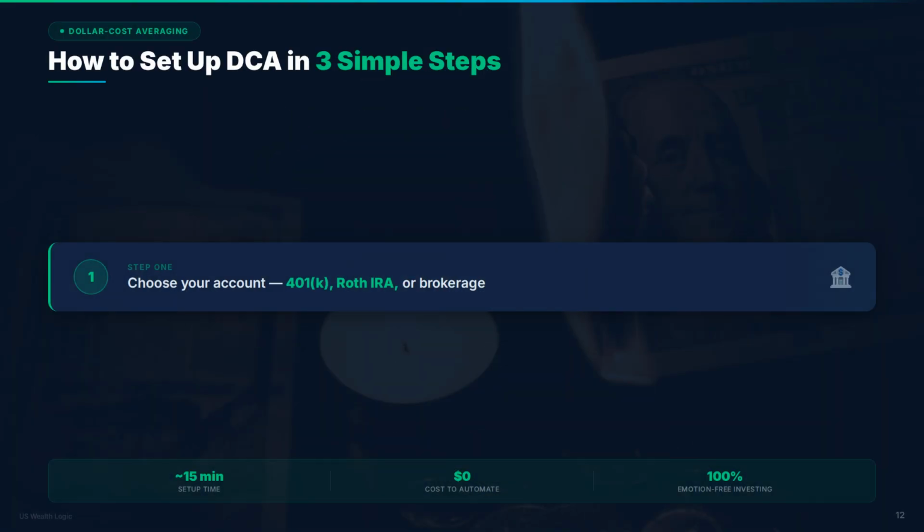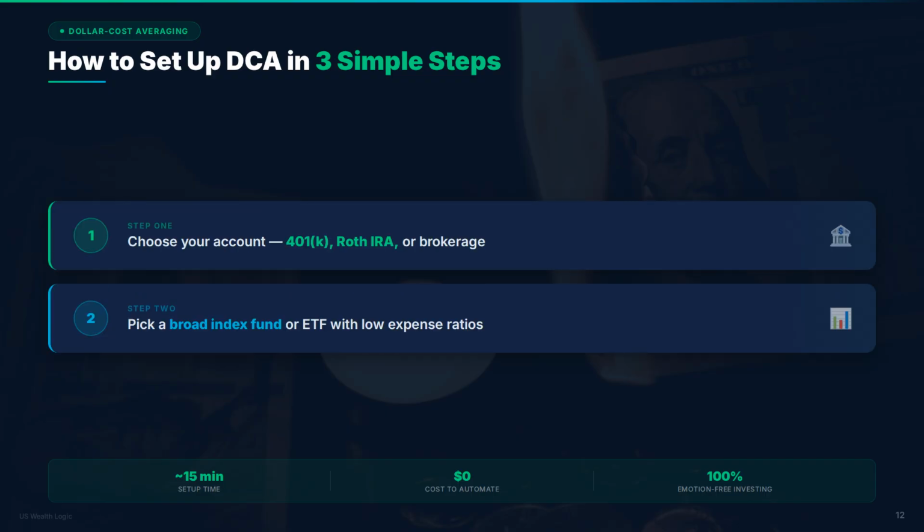Here's exactly what you can do right now to put dollar cost averaging to work. Step 1. Decide which account makes sense for your situation. If your employer offers a 401k with a match, start there and at minimum contribute enough to get the full match. That's an instant 50 to 100% return on that portion. Then consider opening a Roth IRA for tax-free growth.